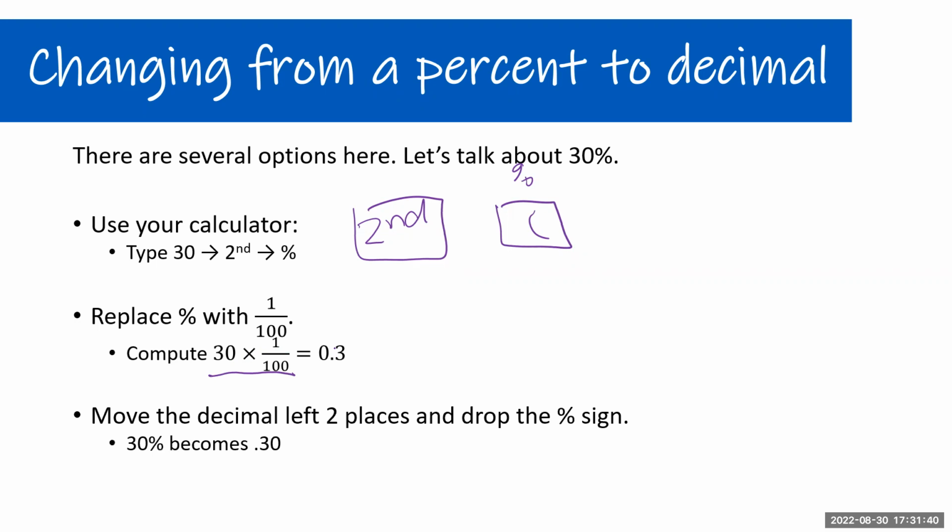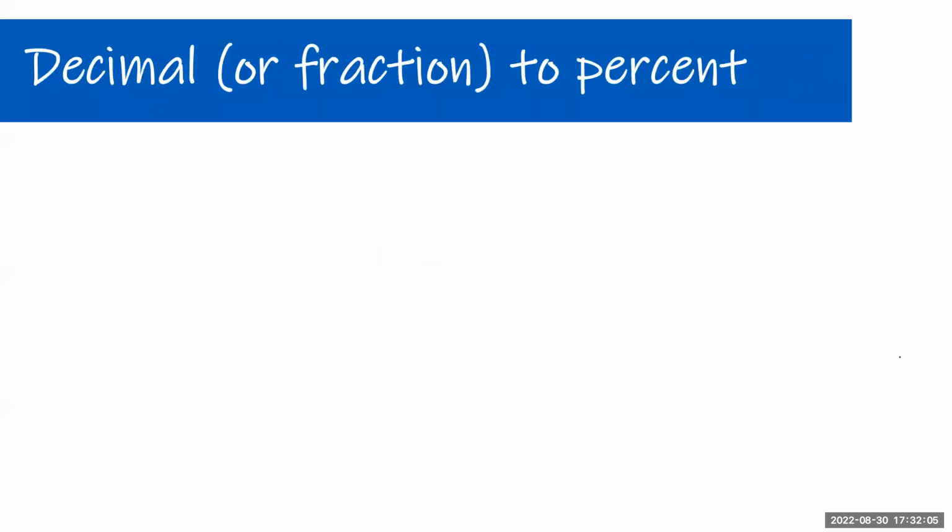And also when you're talking about percents, dividing by 100 is the same as moving the decimal left 2 places, and then you drop the percent sign. So we start with 30. Remember, that would be 30 with the decimal there. And we're going to go 1, 2 to the left, okay? So that's going to give us 0.30 or 0.3. Many ways here for a lot of this section.